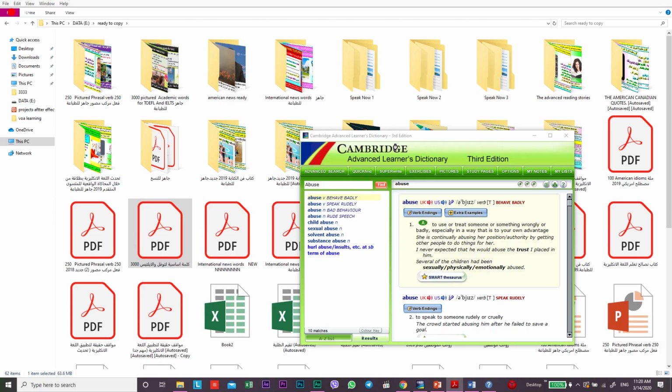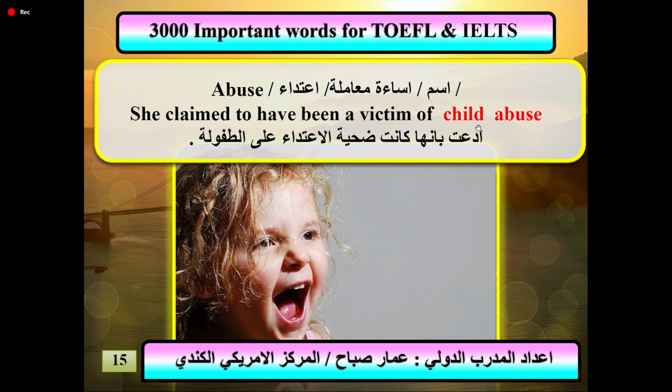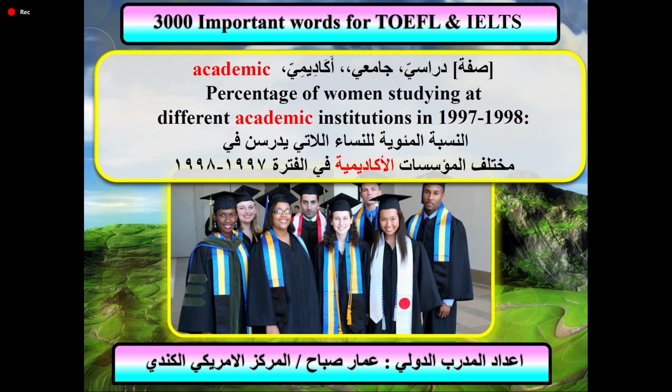She claimed to have been a victim of child abuse. Next one we have academic. Academic is an adjective related to academy. Any college or university we can call academic, because it is authorized by the government. For example, Baghdad University is academic, Al-Mustansiriya University is academic, and Al-Mansour high school is academic.